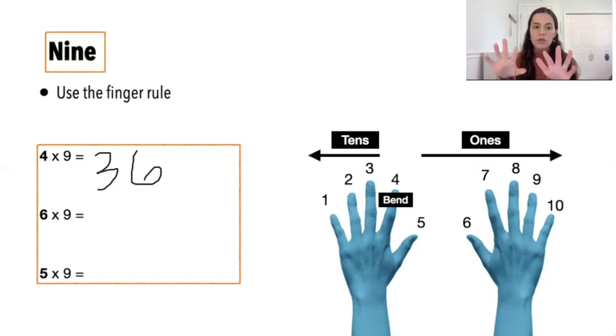We can also do this for 6 times 9. We will find our sixth finger, which is this one, put it down, and then you have 10, 20, 30, 40, 50, 51, 2, 3, 4.